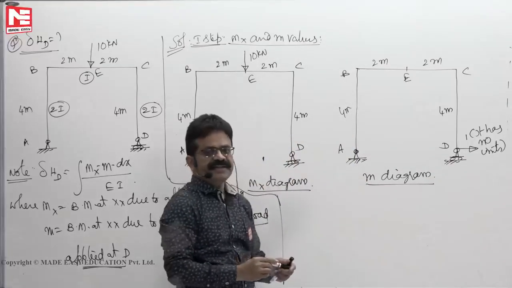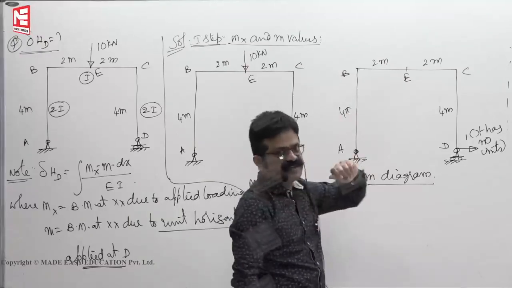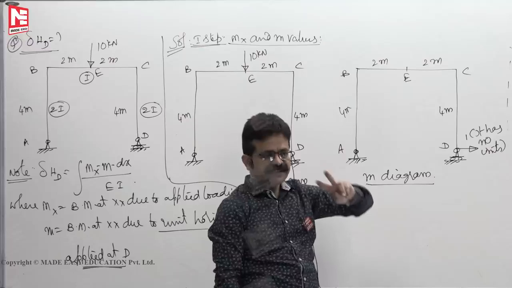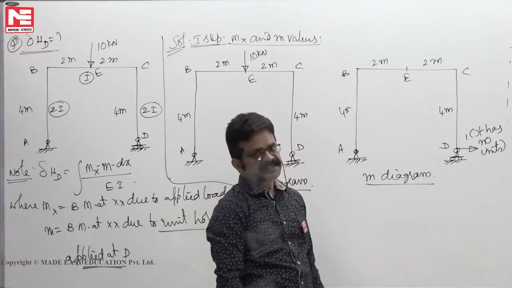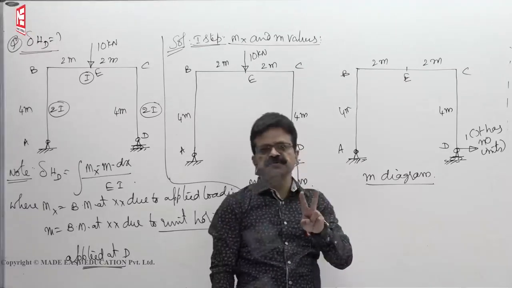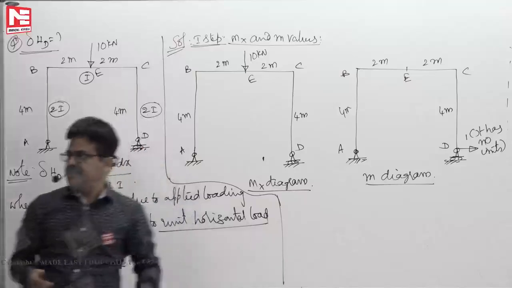If it is a statically determinate, simply supported structure, if they have to give us one, it must be symmetrical, like this. Or only two members should be there. Otherwise, the time will not be sufficient to complete the problem. Finally, in the exam, not more than two members you have to manage. Now, Mx and m values.